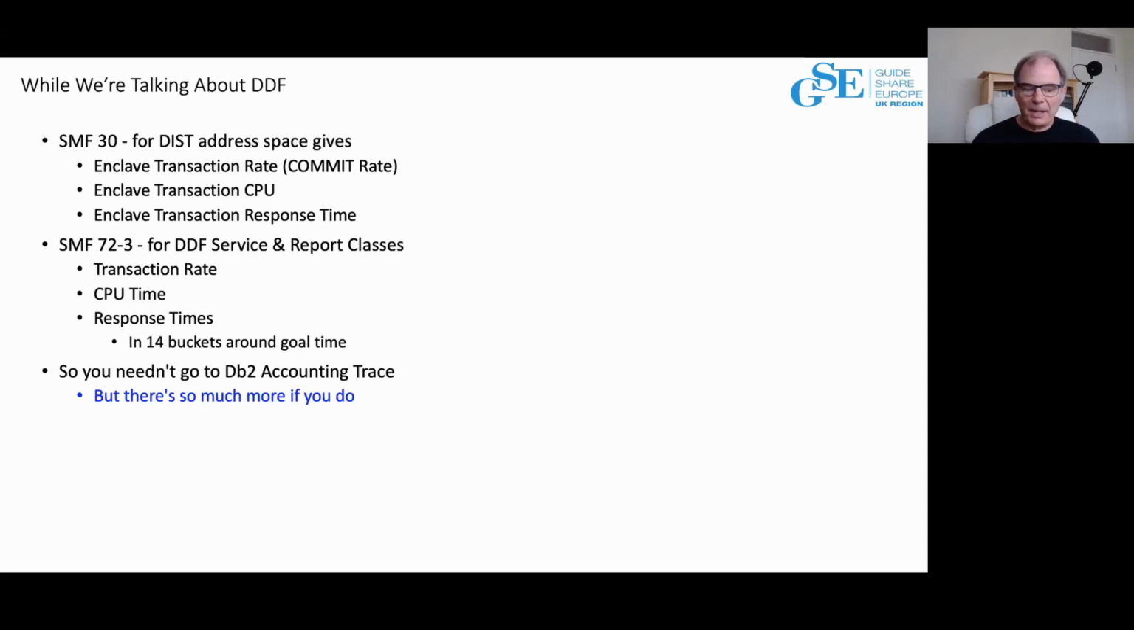Now, the pair of them, SMF30 and 72 subtype 3, give a very good high-level architectural story around how DDF is used and where it runs. So you don't necessarily need to go to DB2 accounting trace to do useful work with DDF, but as I will show you, I think it's Thursday, there's so much more value if you actually do that.